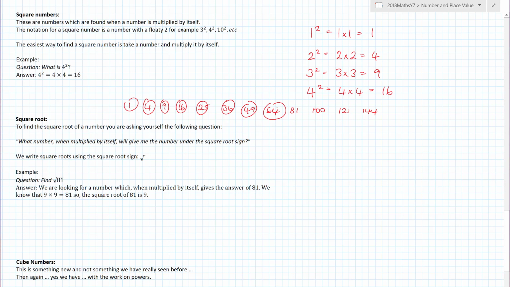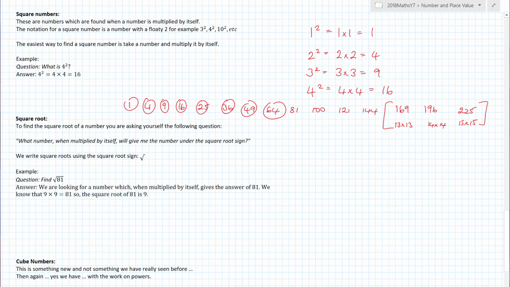Other numbers you should really try and remember is 169, 196. So that's actually 13 times 13 and 14 times 14, and then 225, which is 15 times 15. If you can remember those as well, or put those in your summary book, you'll find that they come up a lot in exams as well.